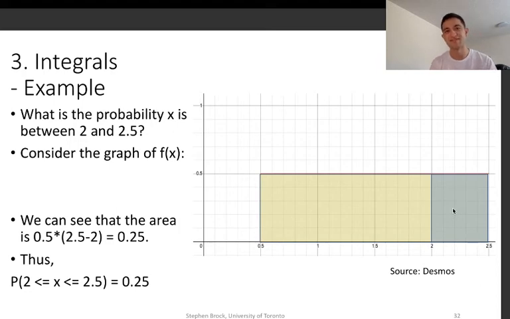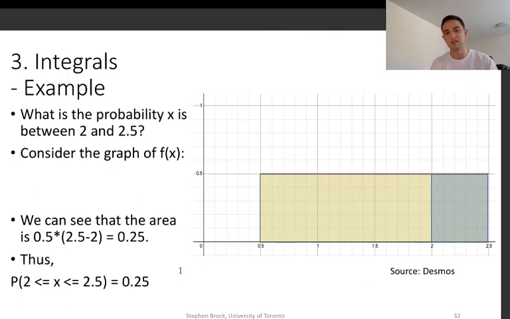Well, hopefully you know that means we want the area under the curve between the value 2 and 2.5. Because this is a continuous random variable, we don't really need to do anything fancy. We can just calculate the area manually because we know the height and we know the width. The height is 0.5 and the width goes from 2 to 2.5, that's just 0.5. And so we get the probability is 0.25. Therefore, the probability that x is between 2 and 2.5 is 0.25.